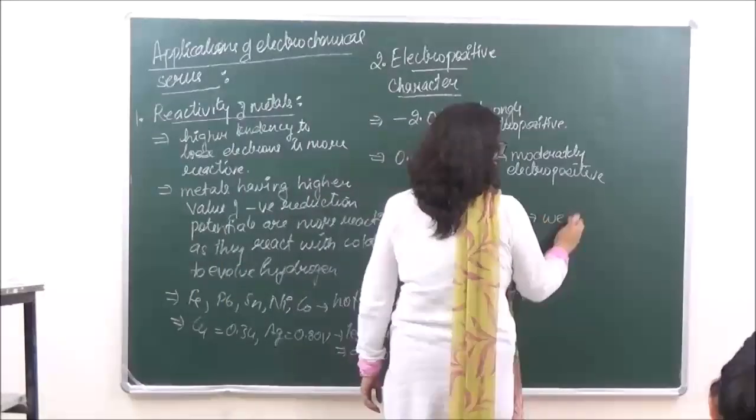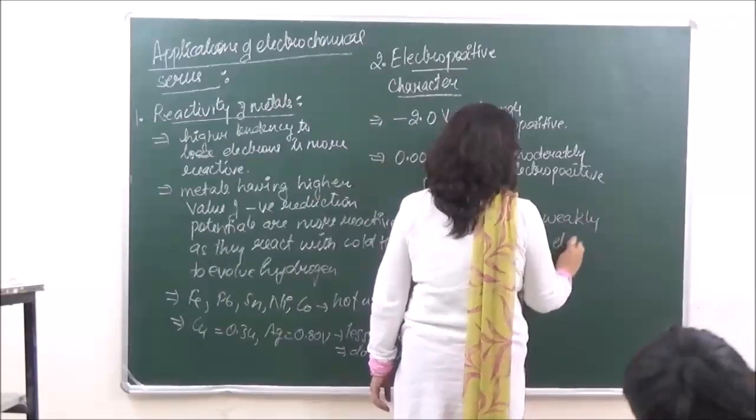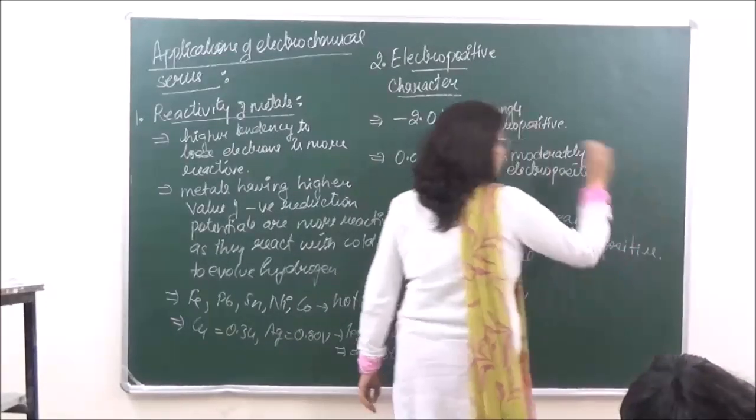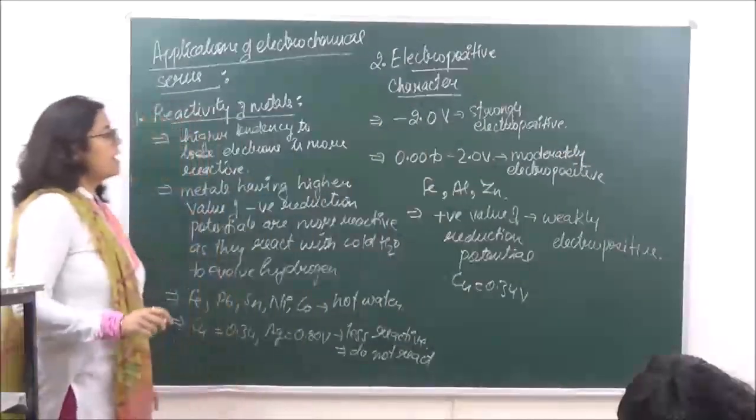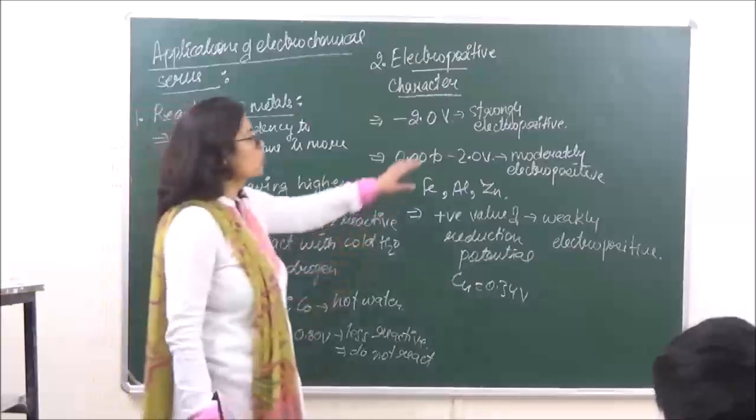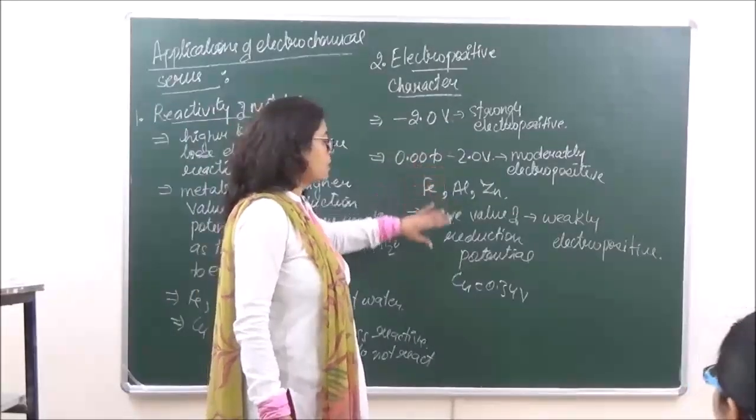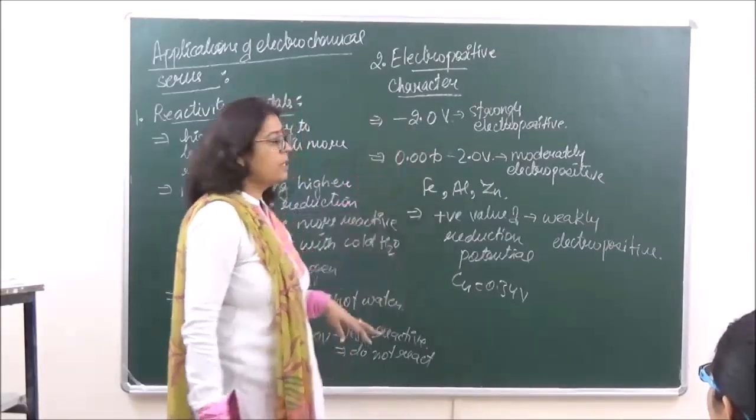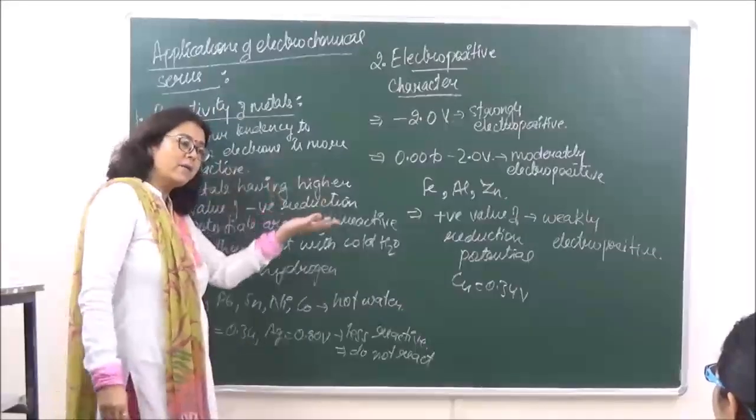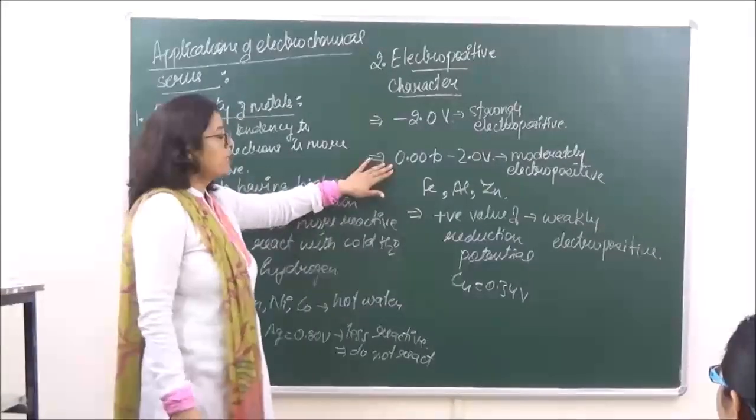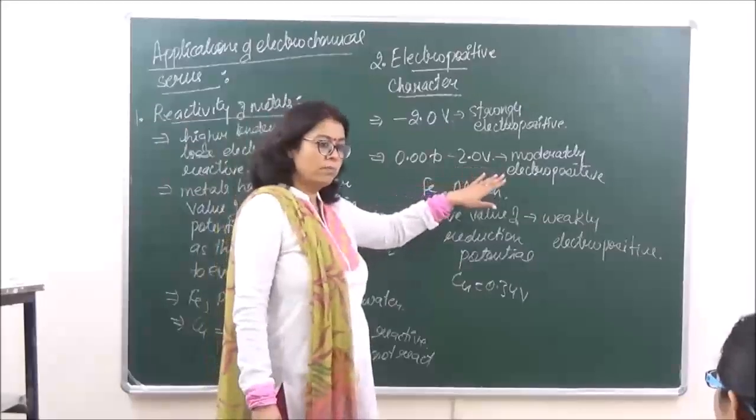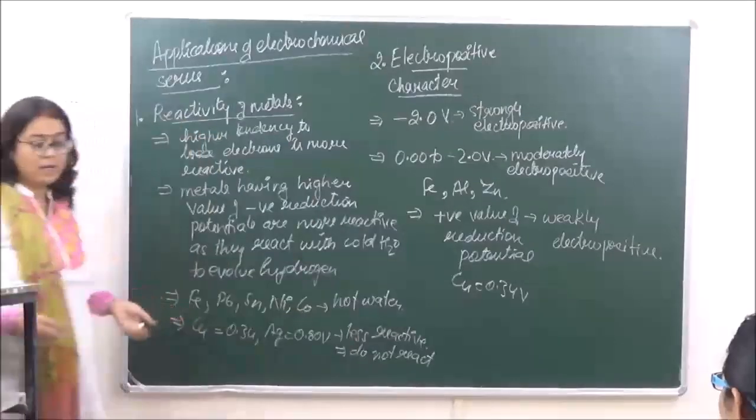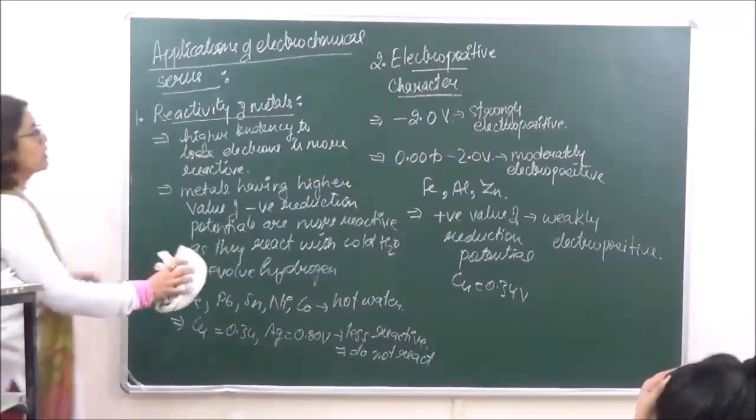So we have again categorized these as weakly electropositive. We have categorized the elements into strongly electropositive, moderately electropositive and weakly electropositive. Strongly electropositive will have reduction potential values of minus 2.0 to higher negative values. Moderately electropositive, anything between 0 and minus 2, and positive values are going to be weakly electropositive, right? So this is the second application of electrochemical series.